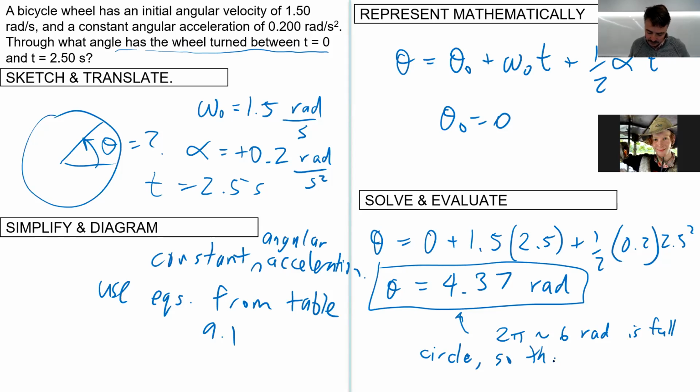Remember that 2 pi, which is around 6 radians, is the full circle. So this is a little bit less than that. It's more than halfway around, but less than the full circle. Let's skip my evaluation step there.